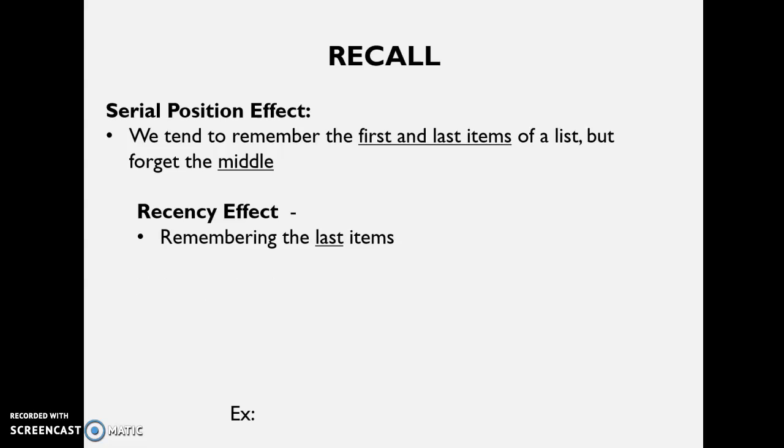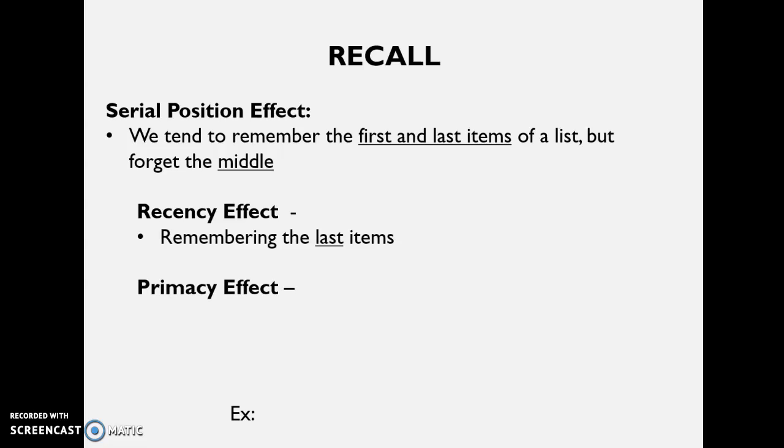So that's going to be our recency effect. And what that means is only remembering those last items. Now that kind of makes sense because the most recent thing you heard was the last thing that I said. So recency is the last items. So you have a grocery list and you forget some of it, but what you do remember is the last items that you put on that grocery list.